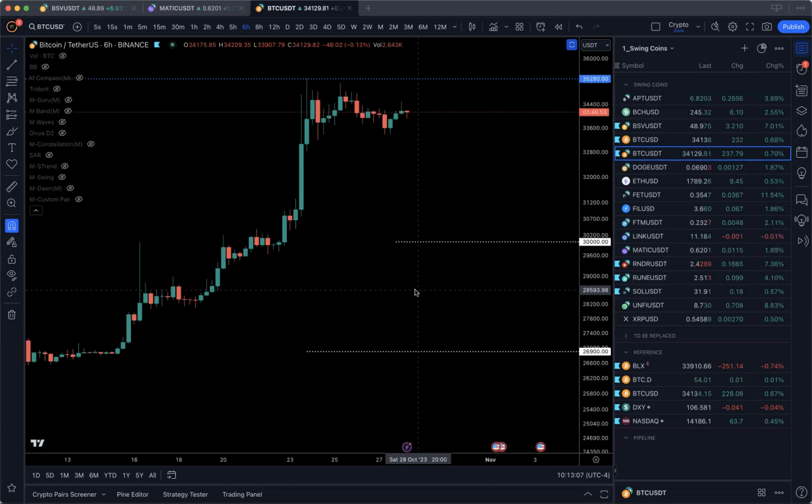So let's start with BTC at, what, 6 hour? Yeah. I have cleaned up this layout, as you could see.